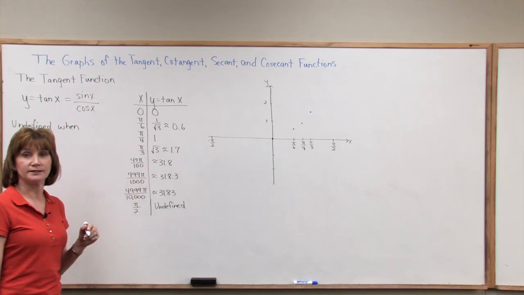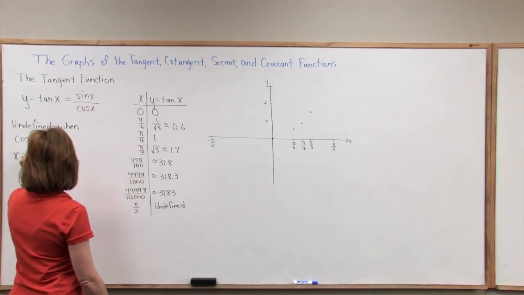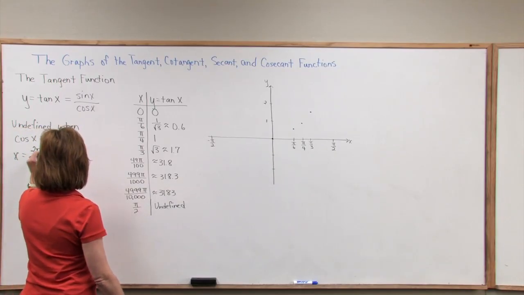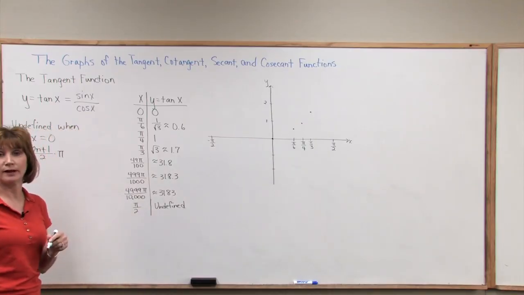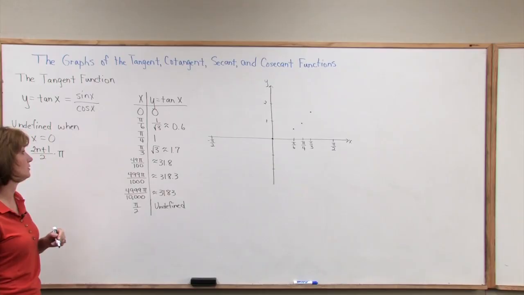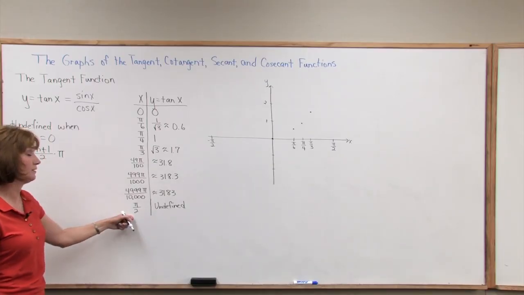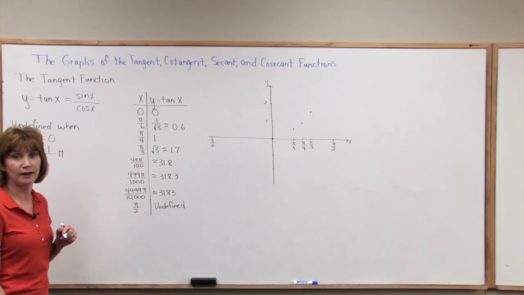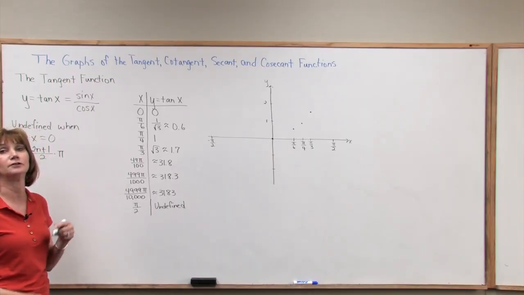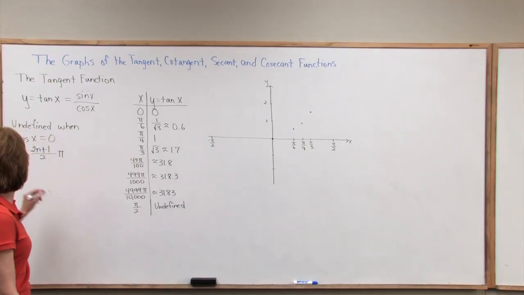The cosine is equal to 0 when x is equal to (2n plus 1) over 2 times pi, which is another way of saying odd multiples of pi over 2. So as you can see in my table, I know that this function is going to be undefined at pi over 2. Some other values, remember it's odd multiples of pi over 2, so that would be 3 pi over 2, 5 pi over 2, negative pi over 2, and so on.